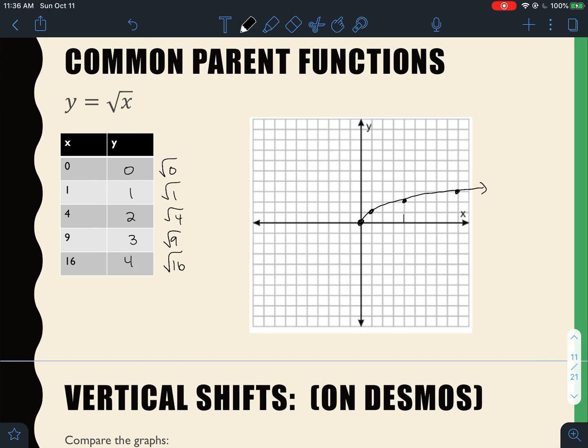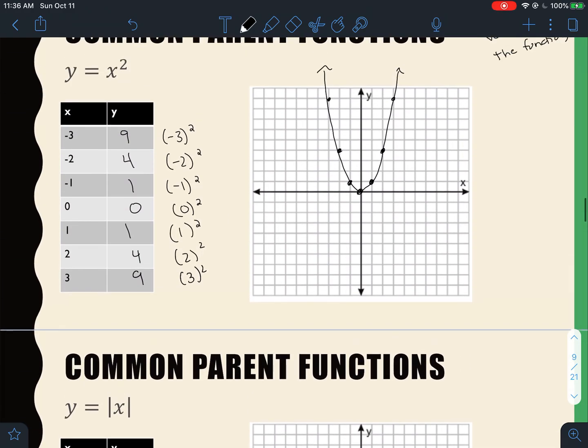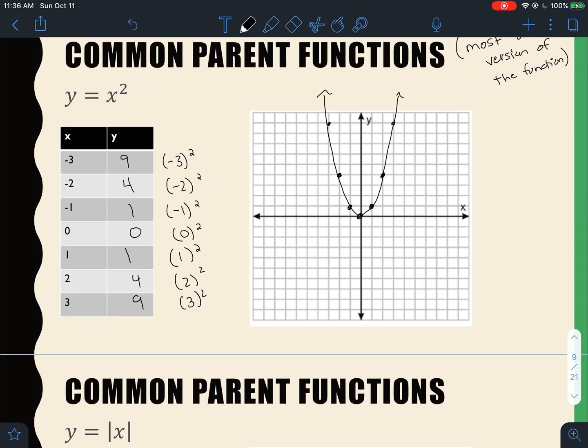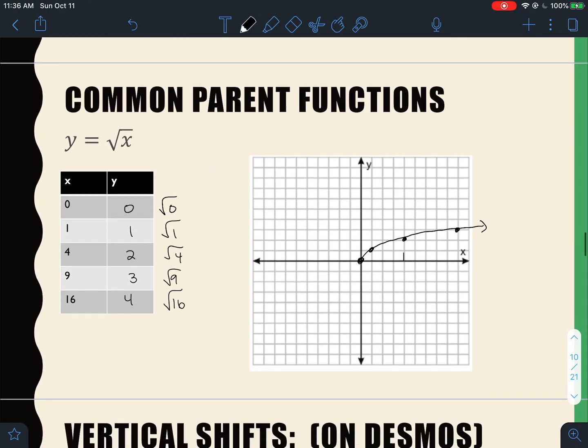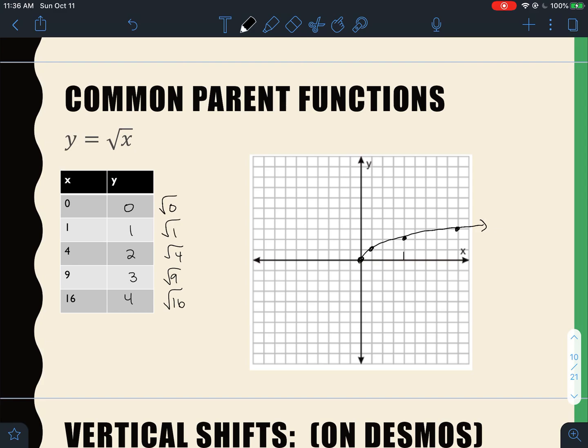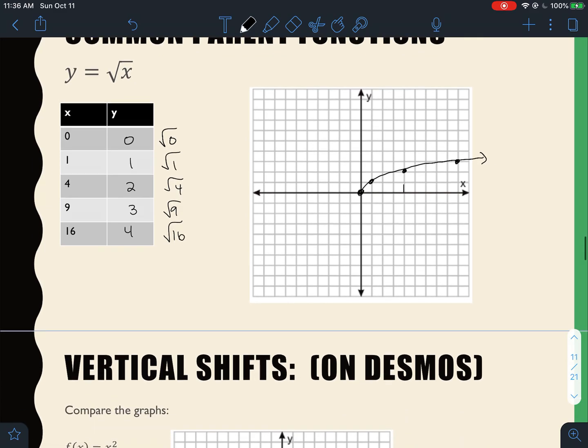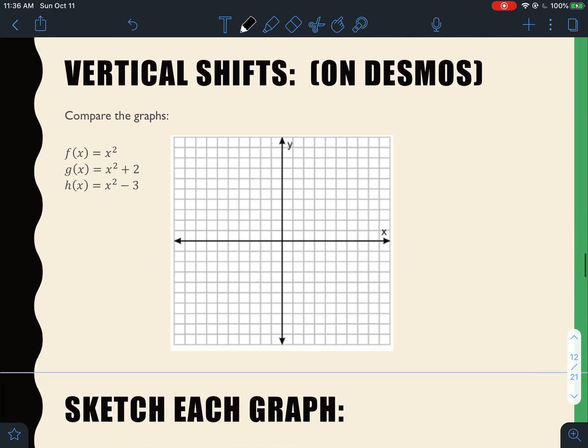So we've got 3 different parent functions that we've talked about now. We have the x squared that looks like just a u. We have the absolute value function, which looks like a v, and we have a square root function that looks like half of a sideways parabola. So let's talk about moving these guys.